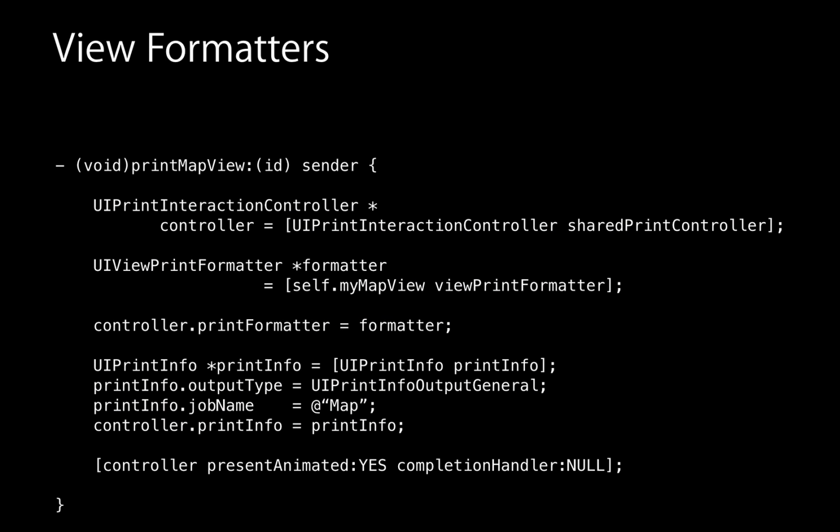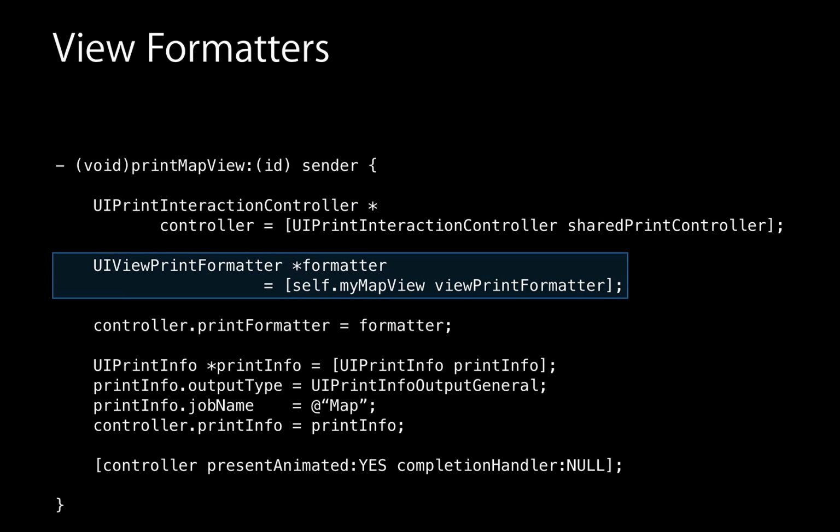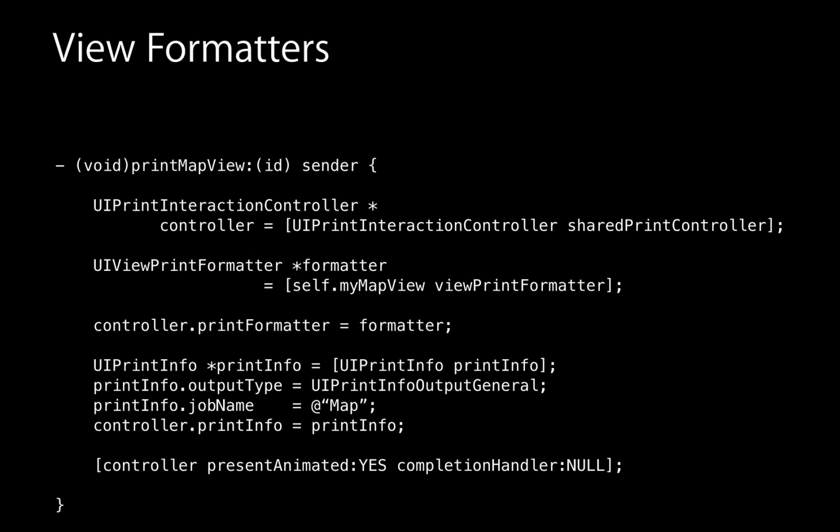Now, view formatters. Every view in iOS has a print formatter that knows how to get the content in the view onto the page. iOS wasn't really designed for view-based printing, though, but some views are really useful for this. So in this example, a map view, if you want to get the map that's in a map view, all you need to do is call the view print formatter on your map view. And then you can add this right to your print controller and print with it.